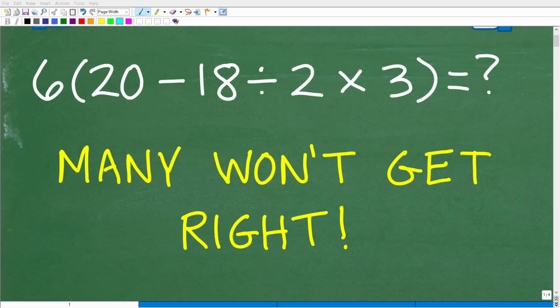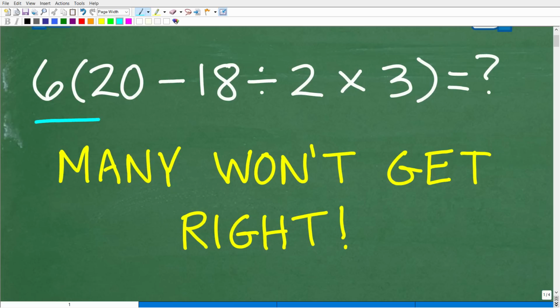Okay, so a lot of people are going to be surprised that they're not going to get the right answer to this basic math problem. That's because a lot of people think they understand basic math better than they actually do. But let's see how you do with this problem.